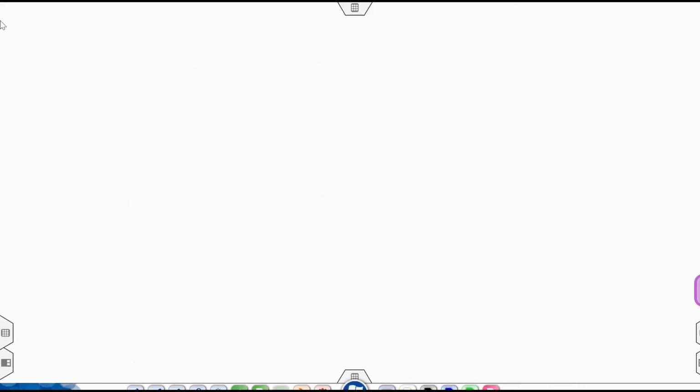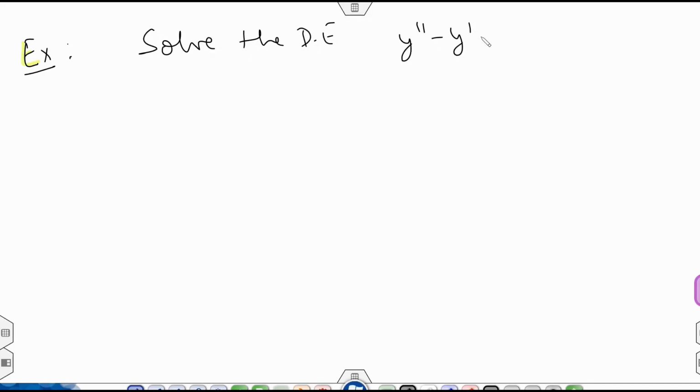So I'll just take one more example and then I'll end this lecture. Solve the differential equation y double dash minus y dash is equal to cos x plus e to the power 2x. This is my differential equation 1. You know how to solve it, and we need to solve this by the method of undetermined coefficients.